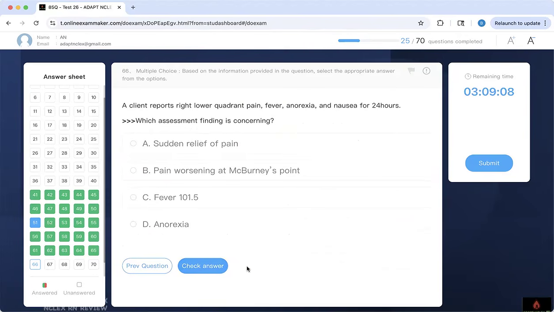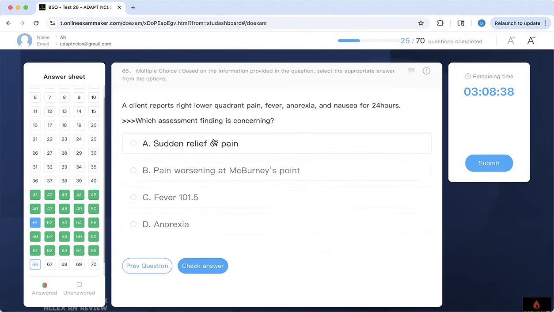Which assessment finding is concerning? The client reports right lower quadrant pain, fever, anorexia, nausea for 24 hours. If you have a patient who has right lower quadrant pain, anorexia, nausea, fever for 24 hours, and you see this, you should worry. Sudden relief of pain, the pain went away. Pain was at McBurney's point. Fever 101.5, anorexia. Which one should you worry about?